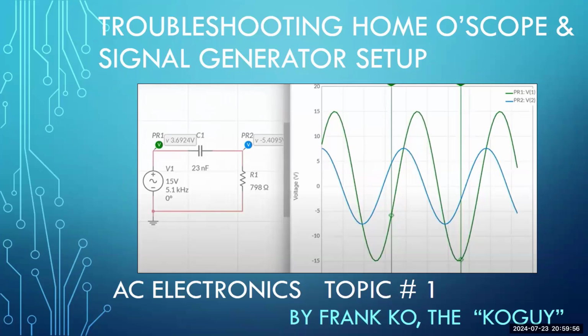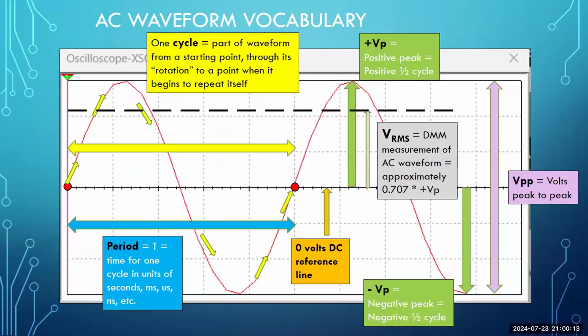in each topic lesson. So today, what we're going to do is introduce you to AC topic number one, and that is troubleshooting home oscilloscope and signal generator setups. We should begin with AC waveform vocabularies.